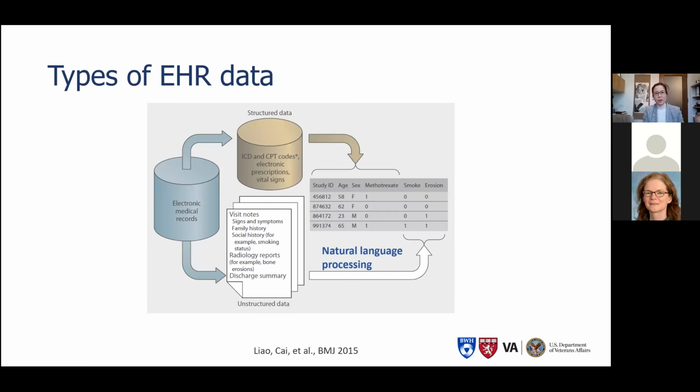And so now we have the structured data. We've processed the notes, we've pulled out features and concepts that we would like to study that are important, such as smoking and erosions. And now they're converted into numbers as well, so that we could analyze them together.